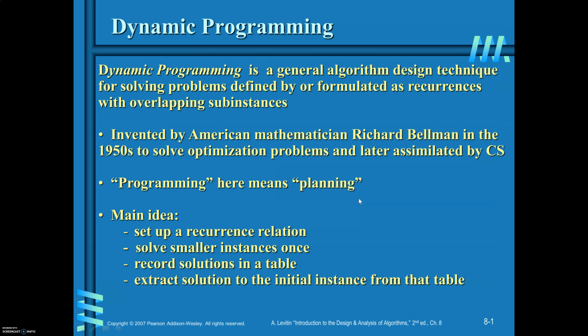Dynamic programming. It is a design technique wherein you can solve a problem which is defined by or formulated as recurrences with overlapping subinstances. This was invented by American mathematician Richard Bellman in 1950. Dynamic programming was used to solve optimization problems. Later, it is used by computer science subjects.